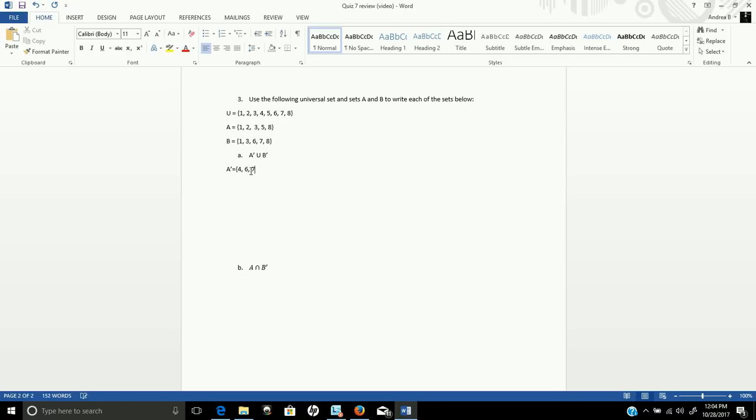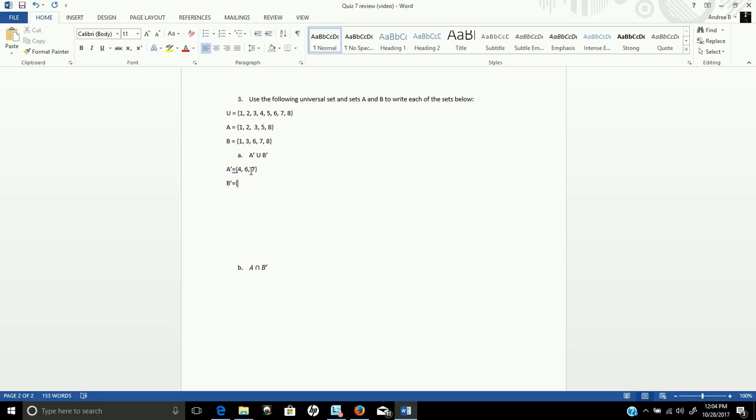So those are the ones that would be in your A complement, the ones not in A. And then you can do the same sort of thing for B, for our B complement, and make sure to write the set notations around those. I know they may not look pretty, but don't just put parentheses or brackets around them, because those mean different things. Make sure to use the set notation.